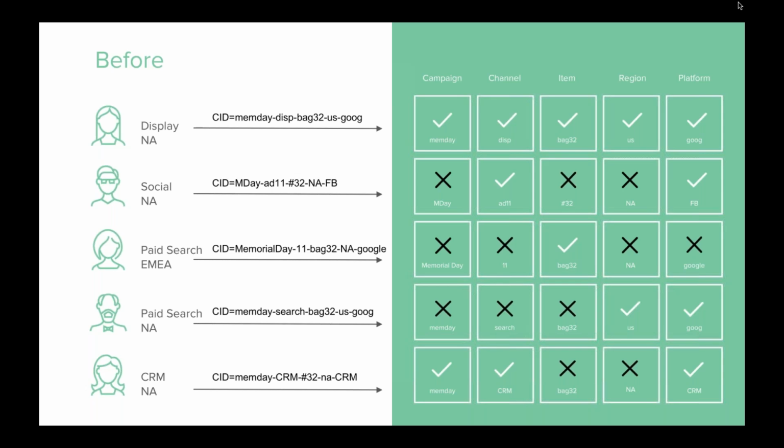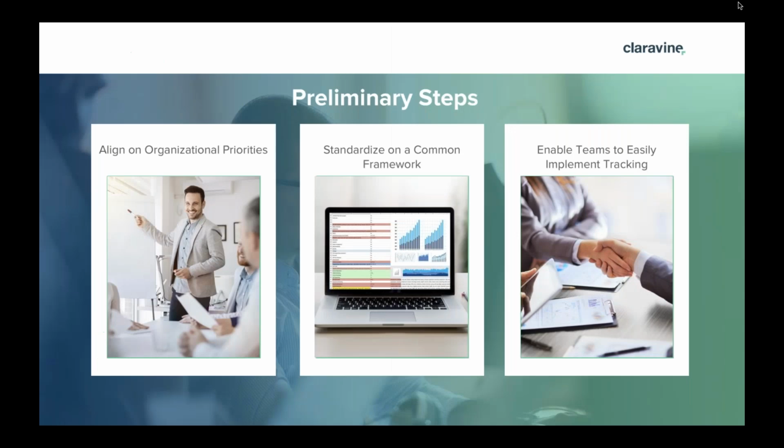So you may be in a situation now where you're spending a lot of time cleaning up your campaigns or doing after the fact cleansing of the data before you can do anything with it. And that's the problem that we really needed to solve first. So there are a few preliminary steps to aligning on your campaign tracking code strategy. And those are to first align on the organizational priorities that you want to focus on with your campaigns, standardize from there on the common framework itself, and allow teams to easily implement tracking.